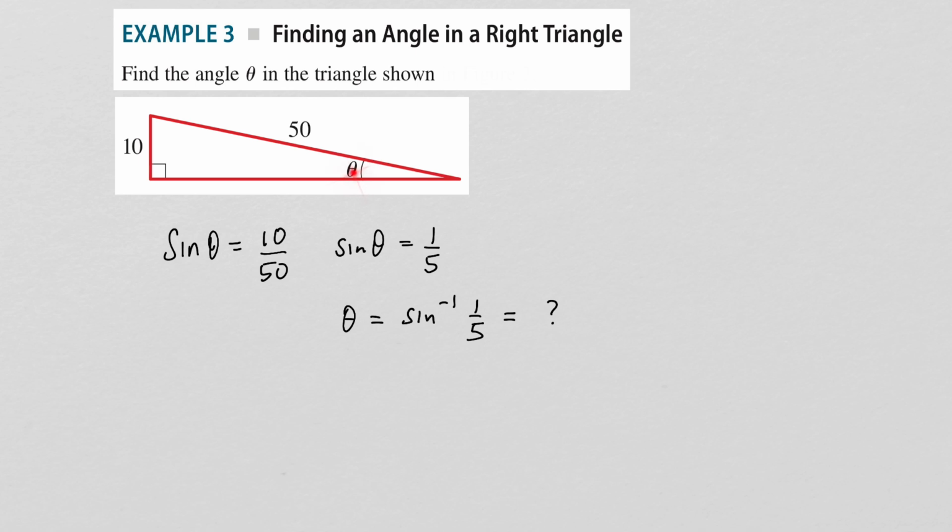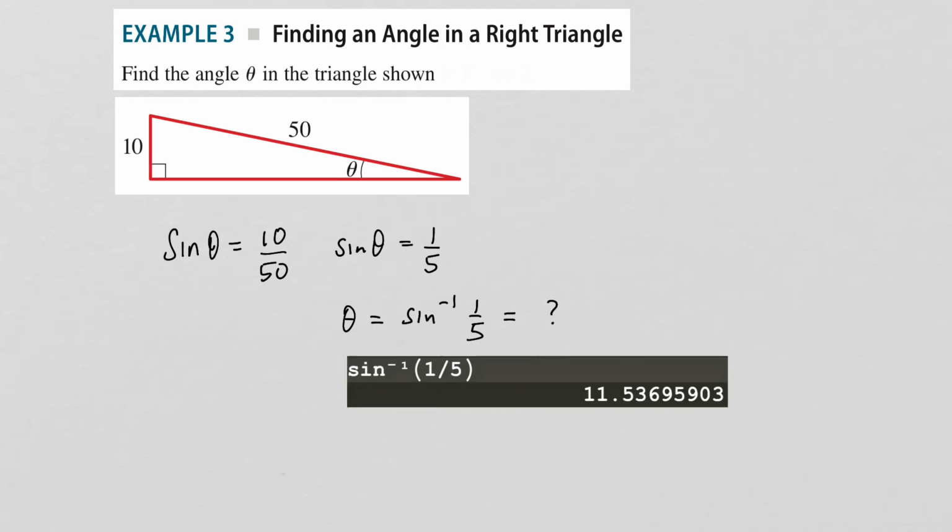Now, when solving for angles and triangles, we almost always want our answers to be in degrees, at least until you get to calculus, and then everything will be answered in radians. But for right now, we'll just answer this in degrees. And you can see here that we get a value of approximately 11.5 degrees.